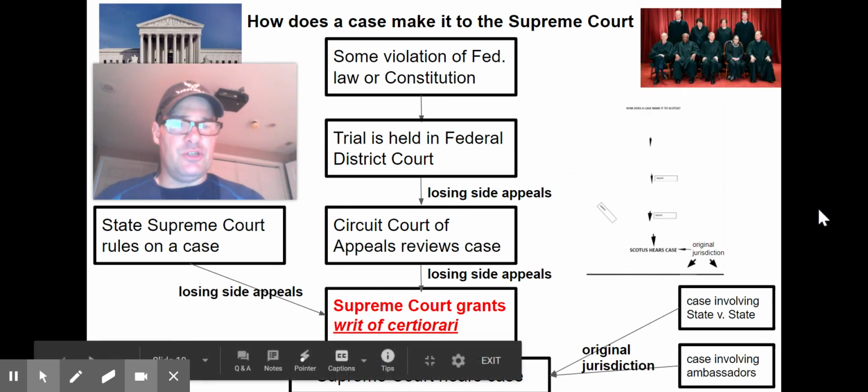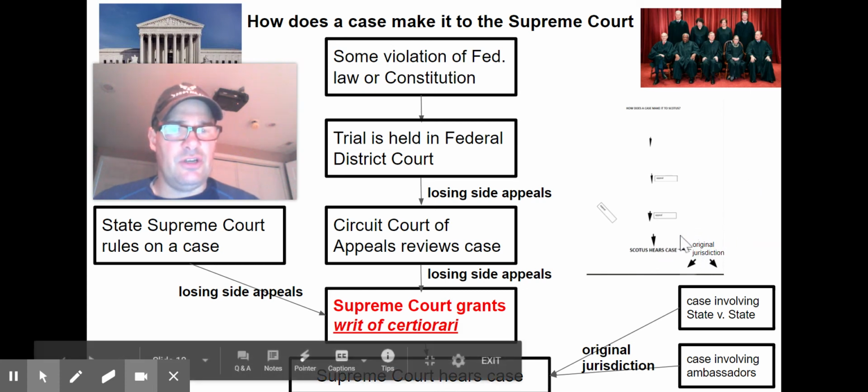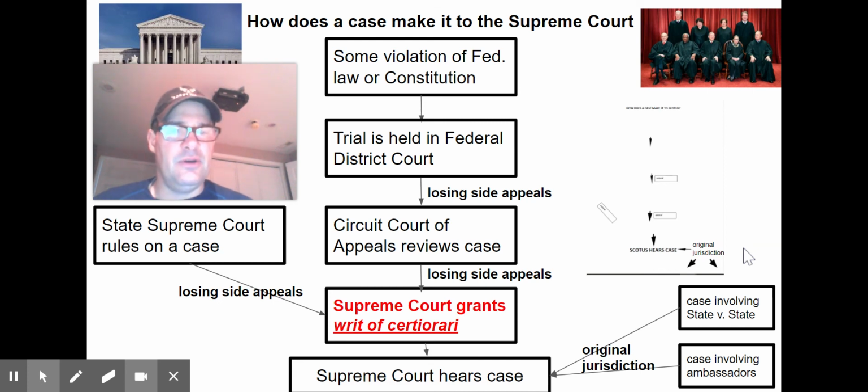And that is through original jurisdiction. All right, so go to the right-hand side. If you have the sheet of paper in class, you can write original jurisdiction. I can show you right here. And then with arrows going down, you can write a case involving a state versus state, and then a case involving ambassadors. You don't have much room there on the paper, but you should be able to do it.